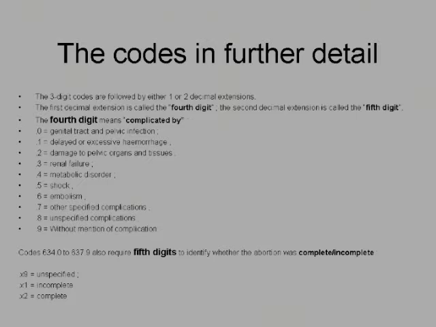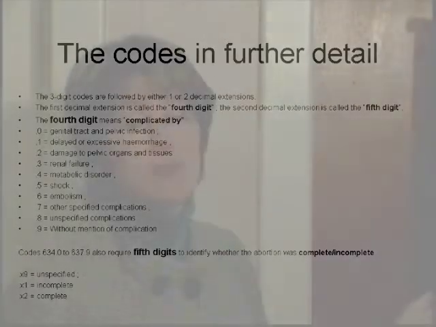or 0.1 by delayed or excessive hemorrhage, 0.2 by damage to pelvic organs and tissues, 0.3 by renal failure, 0.4 by metabolic disorder of some kind, 0.5 shock, 0.6 complicated by an embolism, 0.7 complicated by other specified complications, 0.8 complicated by unspecified complications, or 0.9 without mention of a complication.